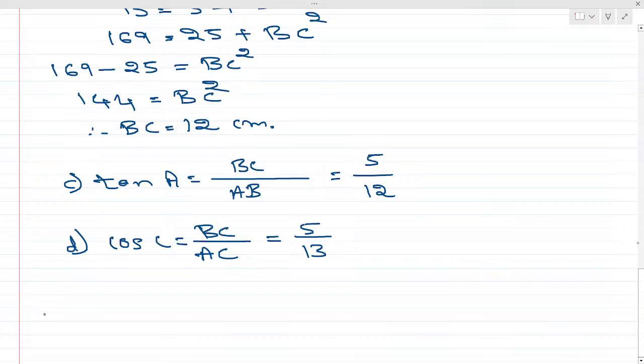After that, I have to find secant square A minus tan square A.